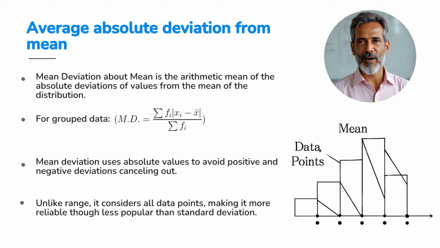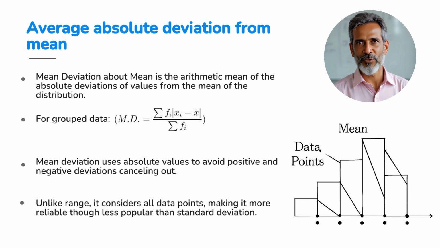For group data, it's calculated as the sum of frequency times the absolute value of class mark minus mean divided by total frequency. Said slowly, mean deviation equals sum of f sub i times the absolute difference between x sub i and x bar, all divided by sum of f sub i.